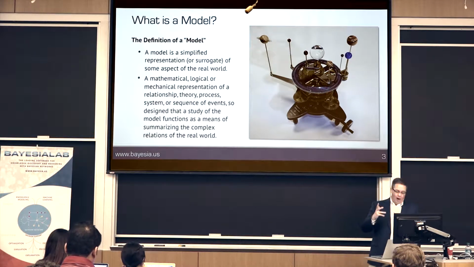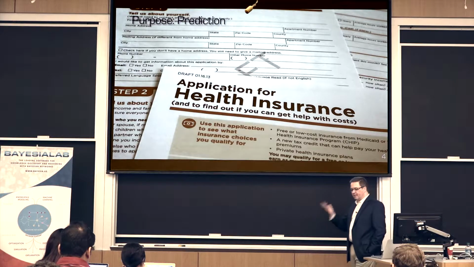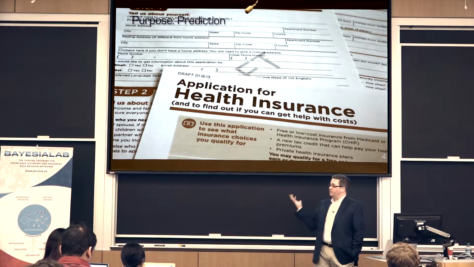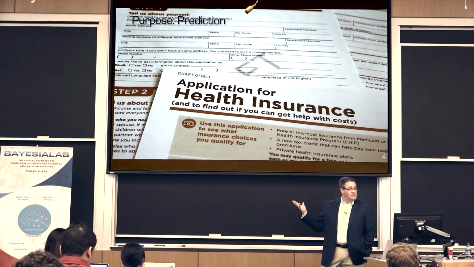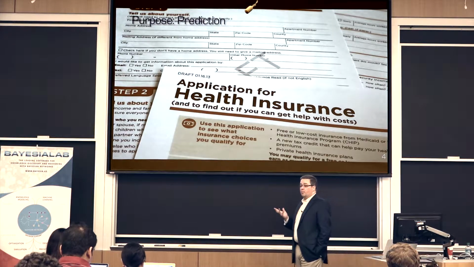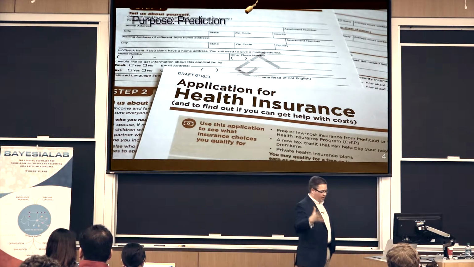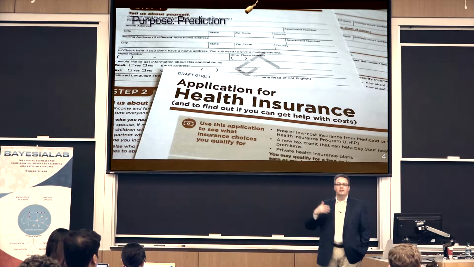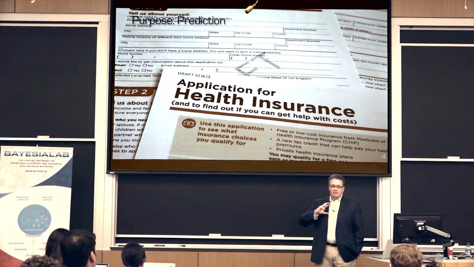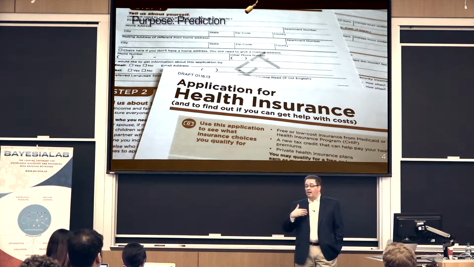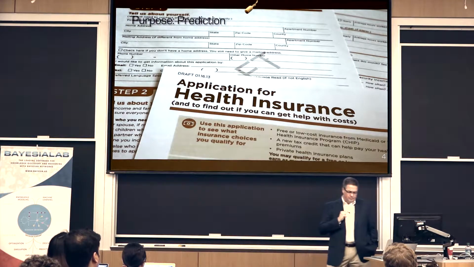Now, why do we want to build models? Perhaps the first thing that comes to mind is that we want to build models because we want to predict. One obvious example is an insurance application, where the insurance company looks at your profile, your history, your driving record, what have you, and wants to figure out how much of a risk you are. What is the likelihood of you causing an accident or getting sick, etc.